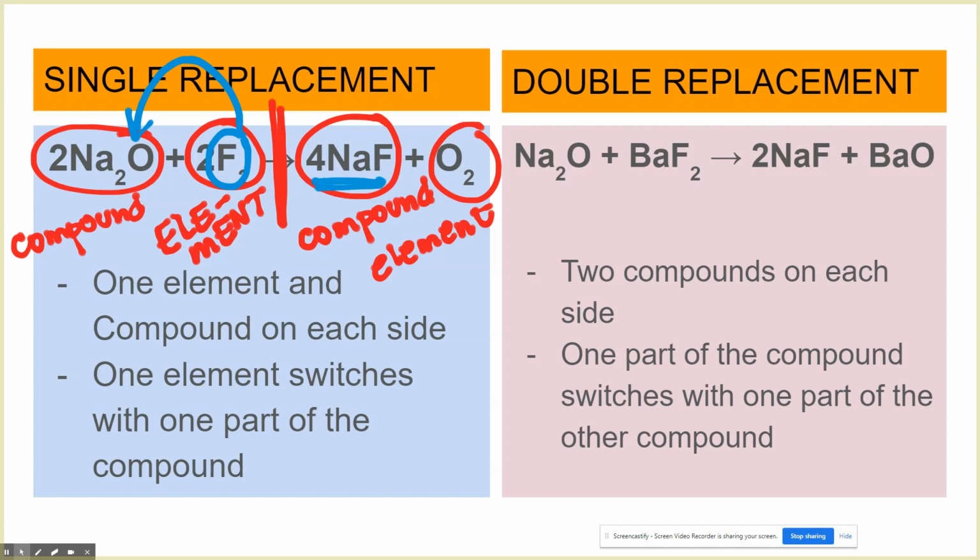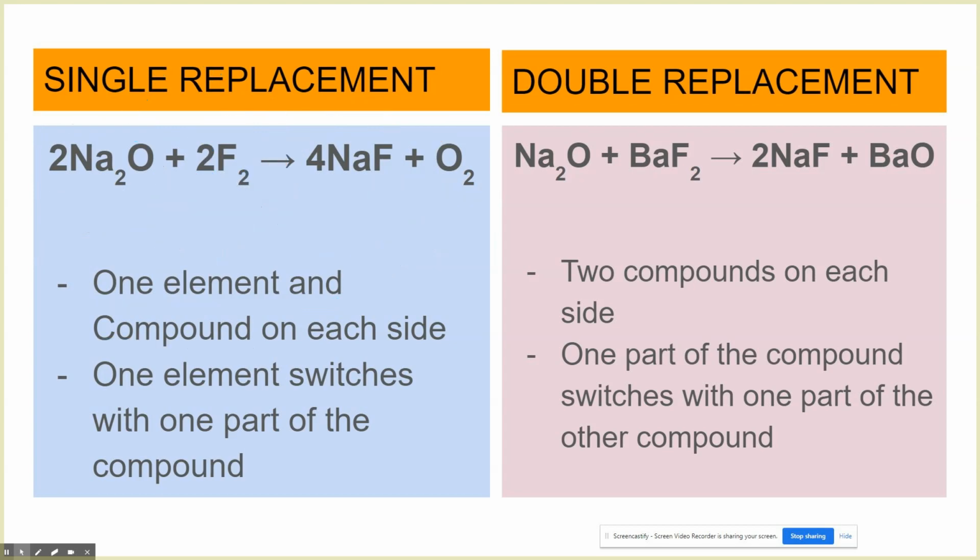It displaces the O. So what do you call this one right here? This one is called a single replacement reaction. Again, how do you know it's single replacement? If you have an element and a compound on each side of the chemical equation. As long as you have an element and a compound on each side, that has to be a single replacement.